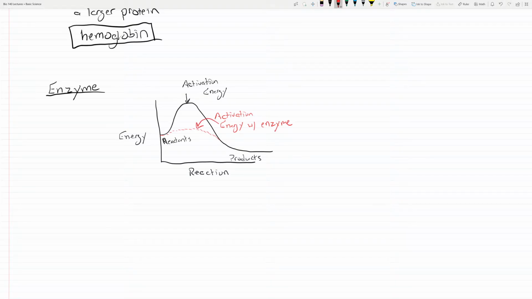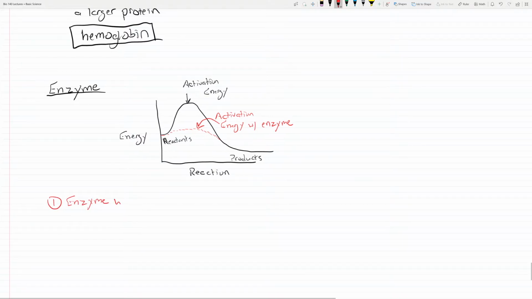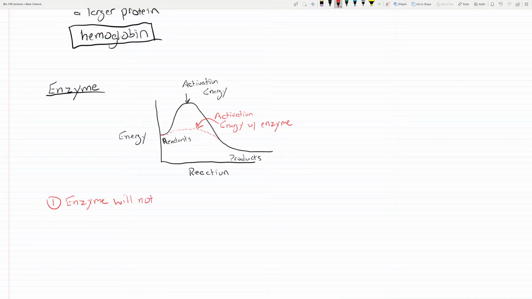Okay, so this is going to give us a couple of rules for enzymes. And the first and most important one, and I'm going to put it in red because it's so important, is: an enzyme will not cause a reaction to occur that would not normally occur.